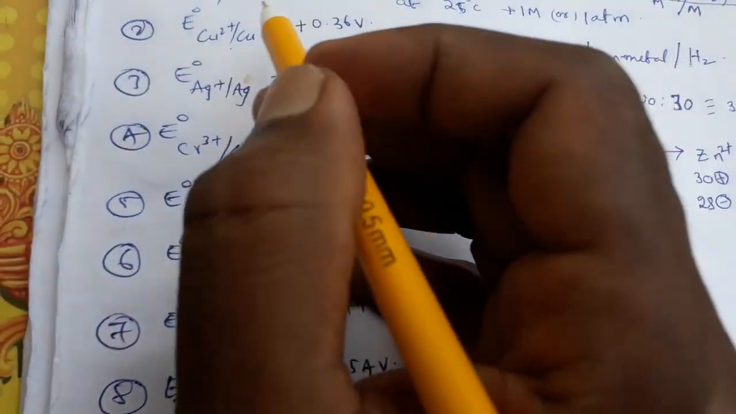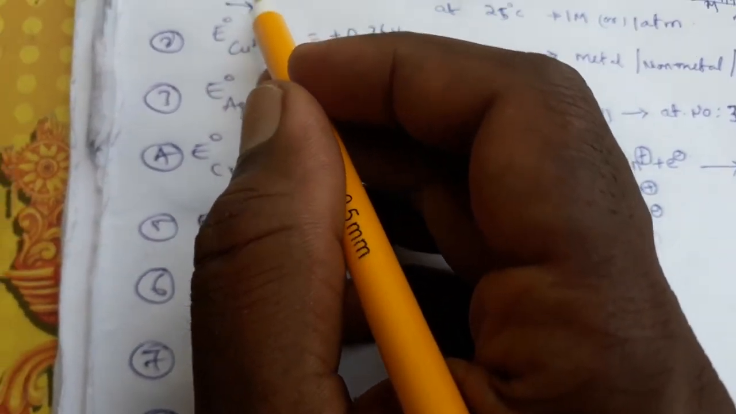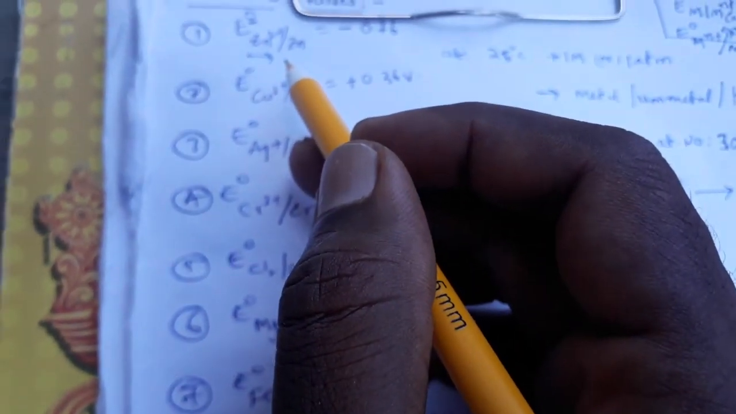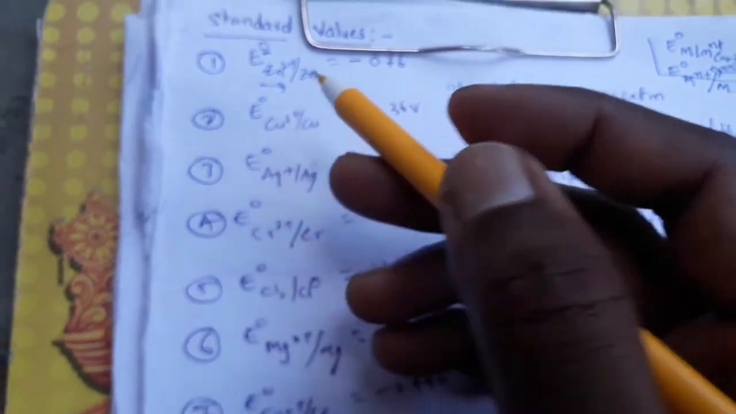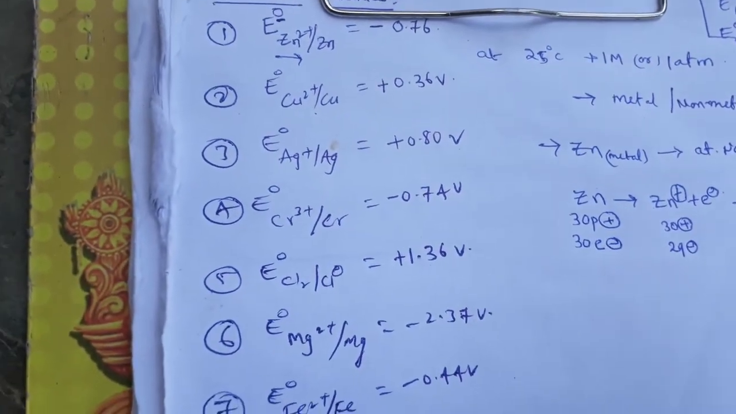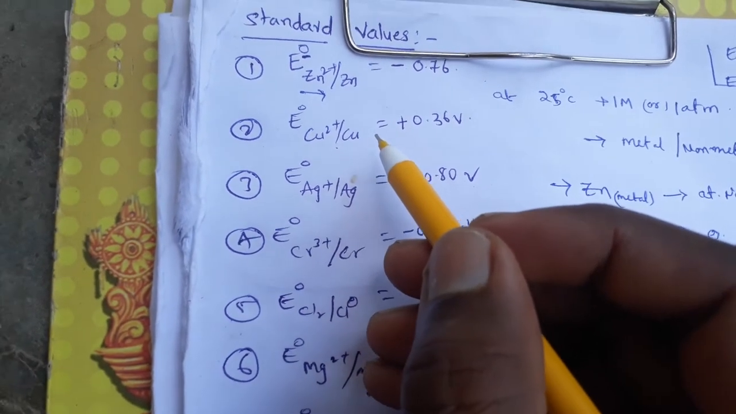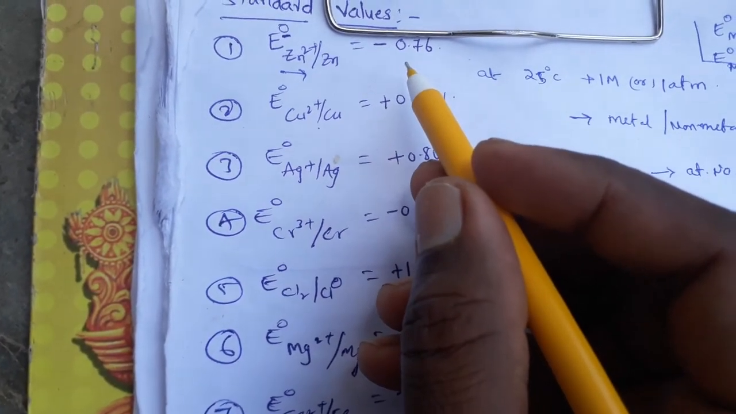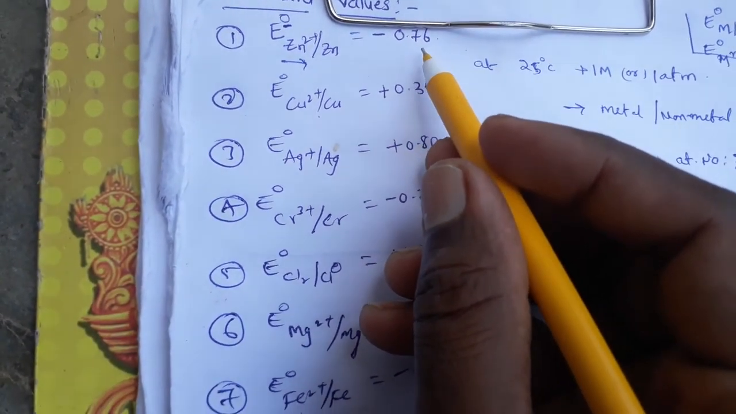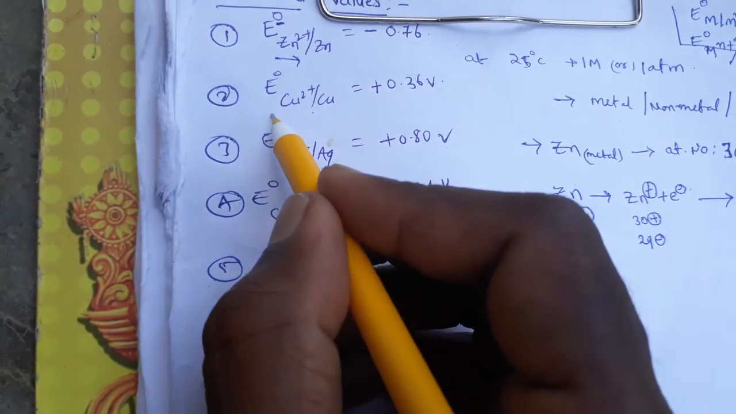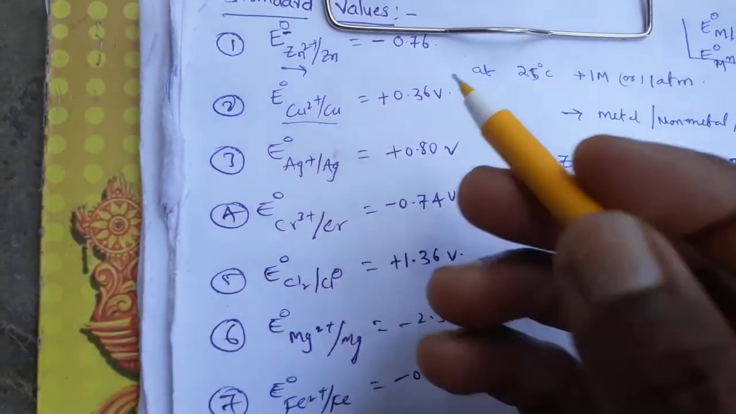So here, zinc 2 plus is going to be zinc. That means the electrode potential is minus 0.76. If this is the electrode potential of the copper.